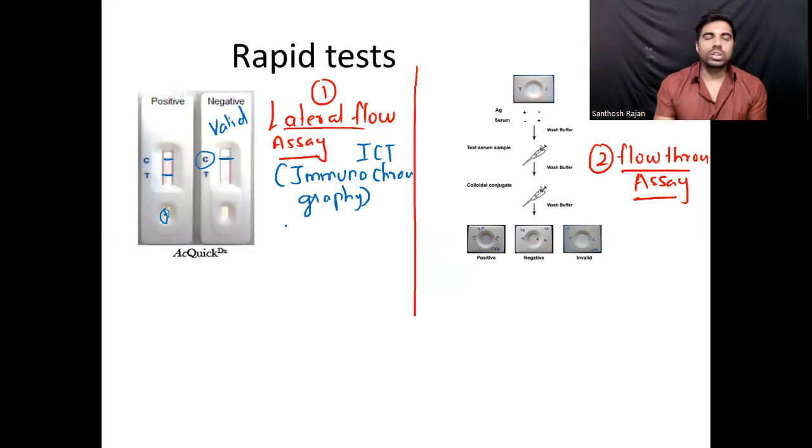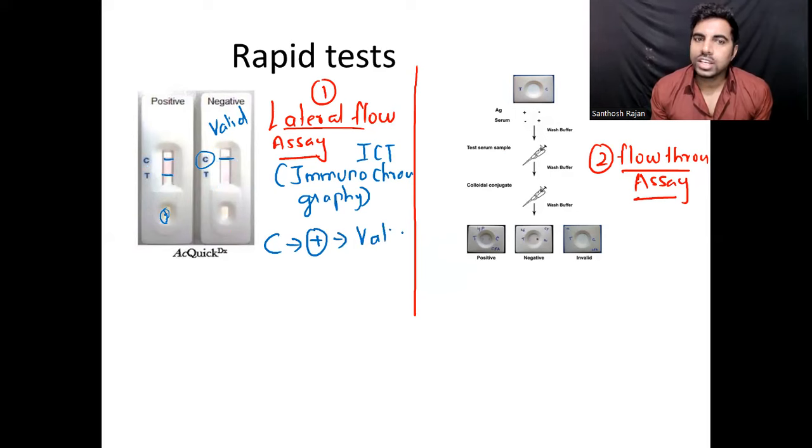If your control is not working, and if your test line is working, it means the test is wrong. So first, always check the control. Only if the control is positive, then you say the test is valid. Otherwise, the kit is wrong. Discard the kit. So first you have to see the control, then only you see the test. In the test, if a line comes, it is positive. If there is no line, it is negative.